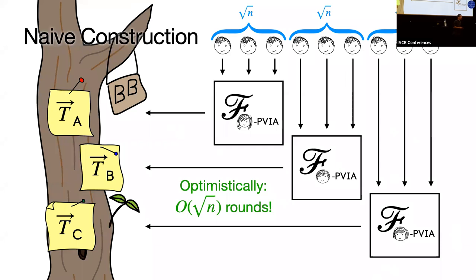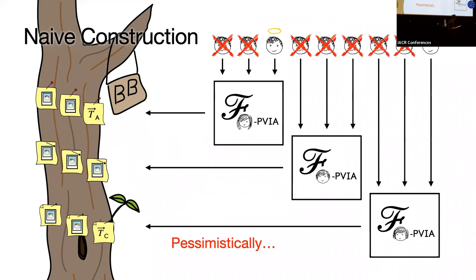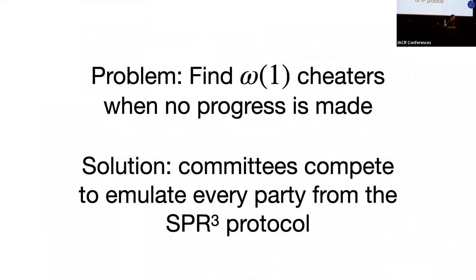Unfortunately, however, the functionalities can only identify one cheater at a time, and they're required to go in sequence here. So if you have n minus one cheaters, you still might need n minus one rounds to identify them all, which means we haven't really achieved anything yet. In order to do better than this, we had better be sure that we can identify a super constant number of cheaters anytime no progress can be made in the overall protocol.